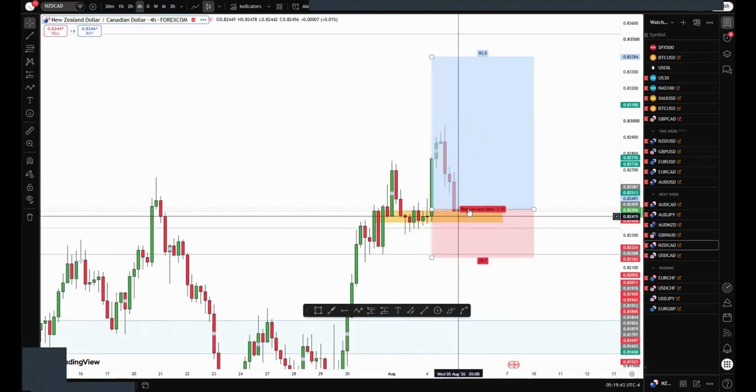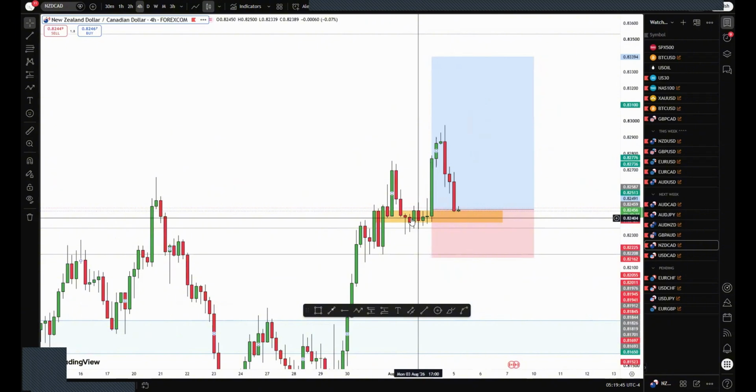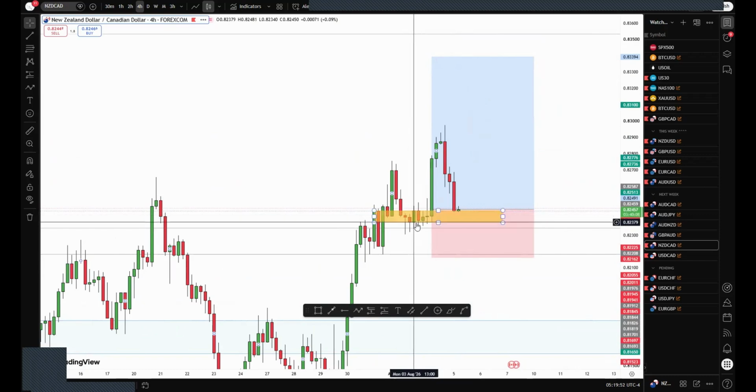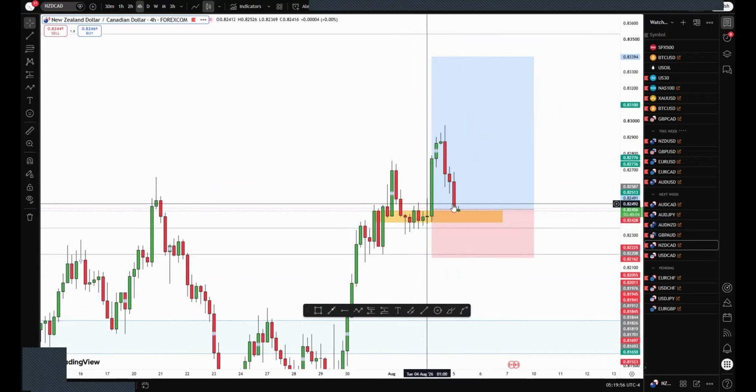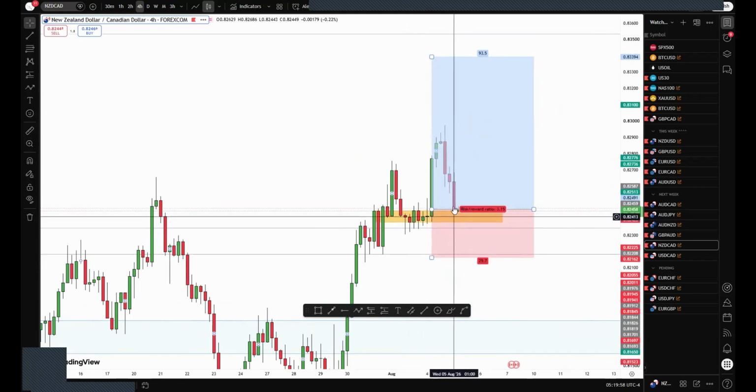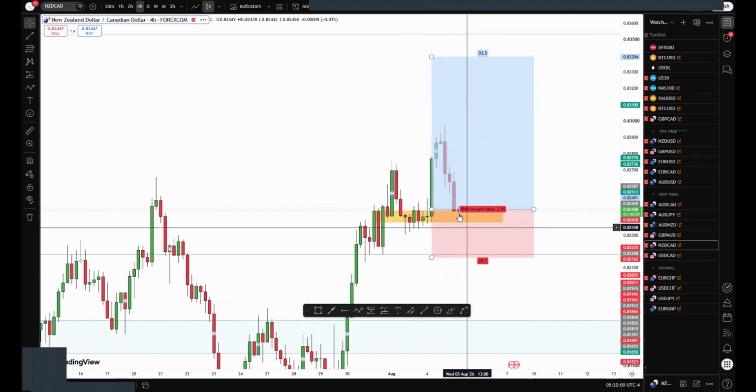Hopefully we can get the proper 4 hour entry, not this one, which was out of session. So you see the goodness of not trading during out of session. Out of session, sometimes price comes back and you avoid this drawdown.